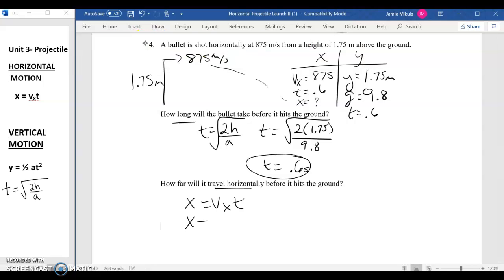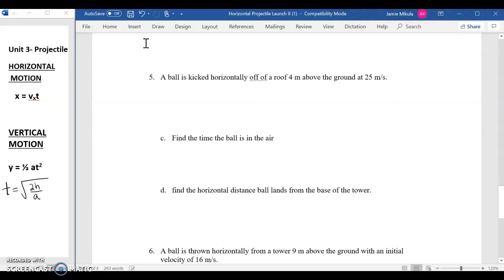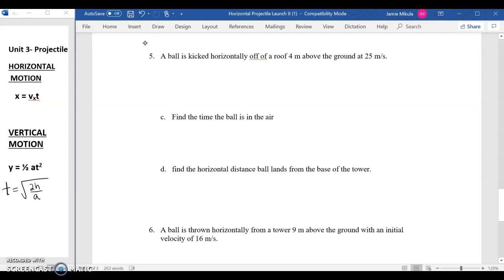All right, solving for x, vx is 875, t is 0.6. 875 times 0.6 is 525 meters.